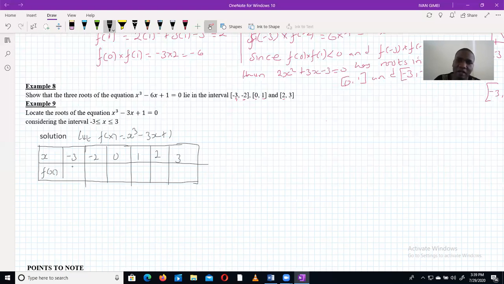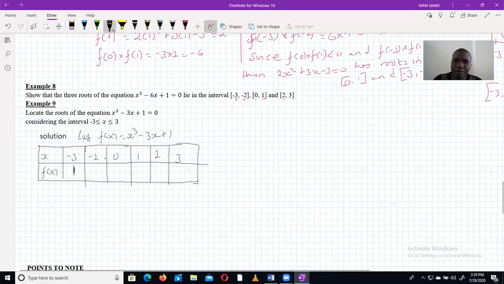From there, we're simply going to substitute these values in the function and generate those values. Using the earlier approach, you would have split, then afterwards you plot. But in this case, we're not going to plot. We're going to get the values, then study the relationship between the values, and then we establish where the root lies. So when I put -3 here, this will be -27 plus 27. So this will give me 1.